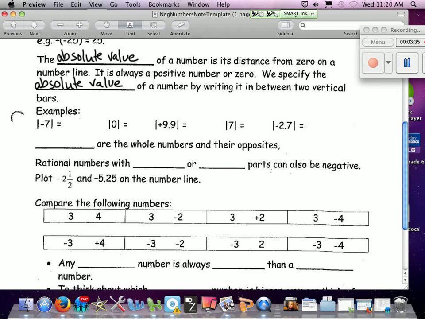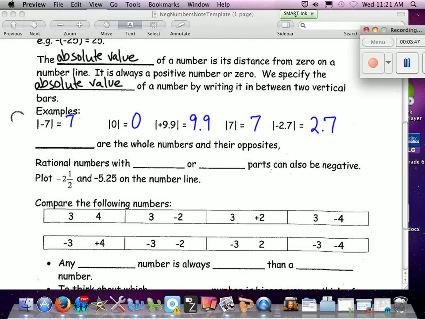And we specify the absolute value of a number by writing it in between two vertical bars. So I'm going to go ahead and pause the recording for a moment so you can fill in these 5 examples, and then we'll have them filled in when we resume recording.